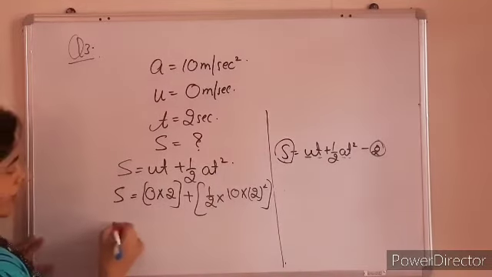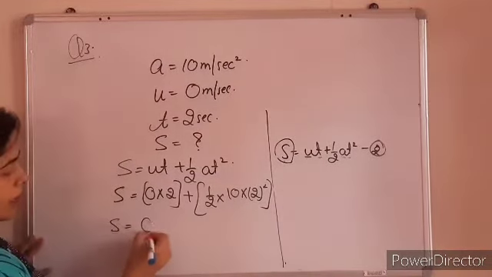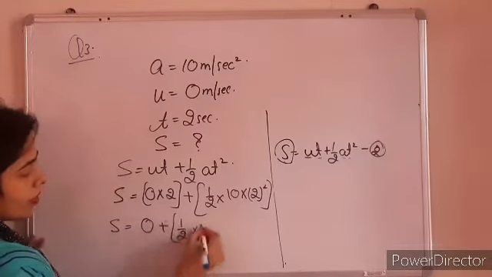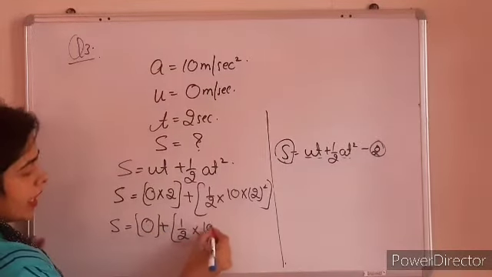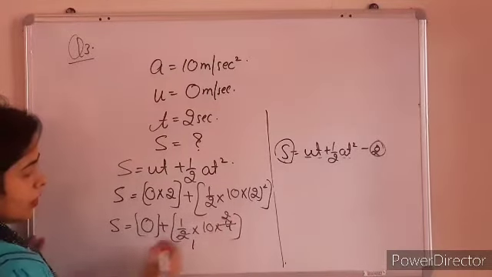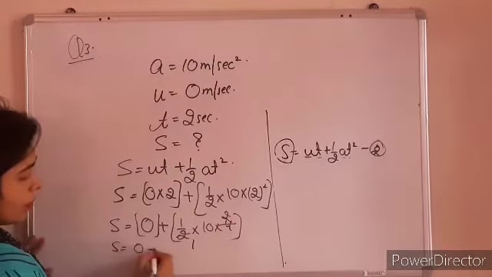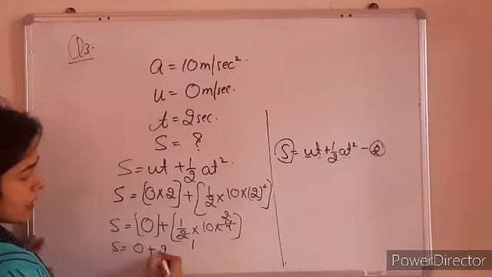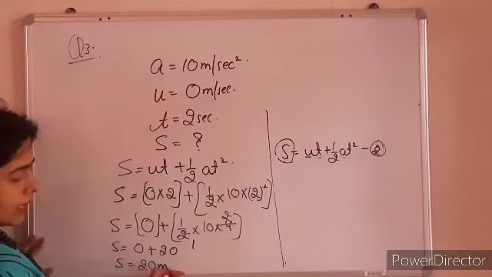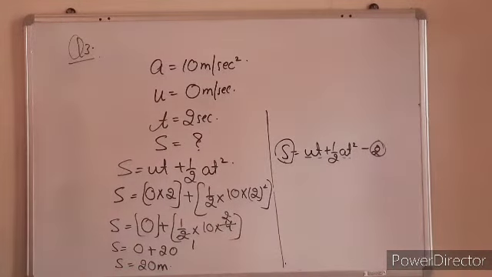Fine. S is equal to 0 multiplied by 2 is 0 plus half into 10 into 2 2s are 4. So 2 1s are 2, 2 2s are 4. So we have 0 plus 2 10s are 20. So therefore 0 plus 20 is 20. And this is distance, so its unit is going to be meter.